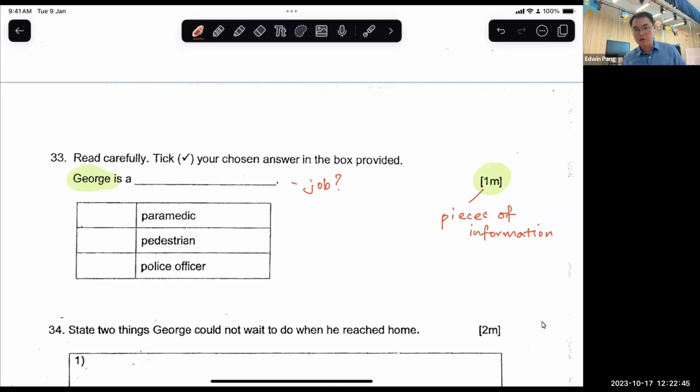Oh dear, this is not good. All right, never mind. Yafia? Police officer. Okay, thank you very much.